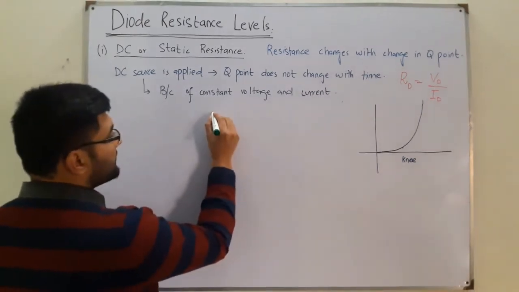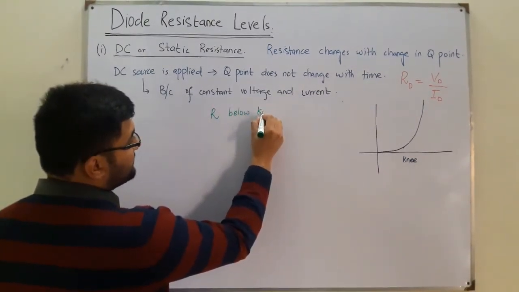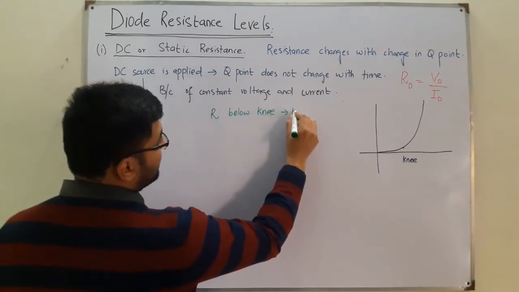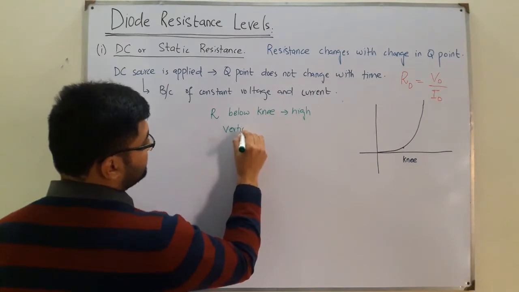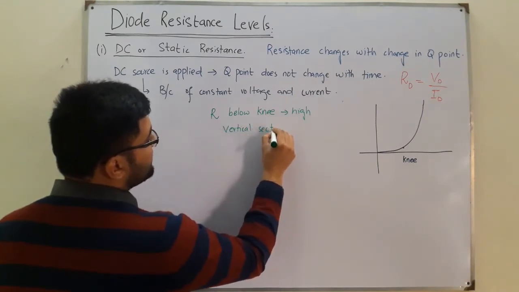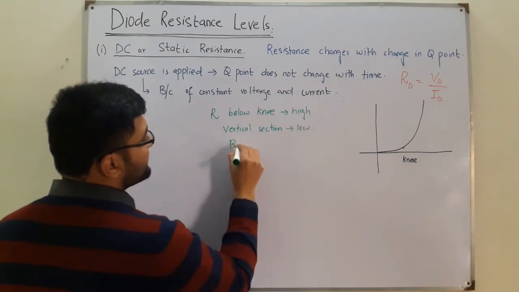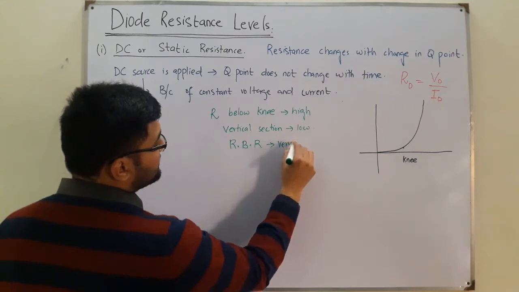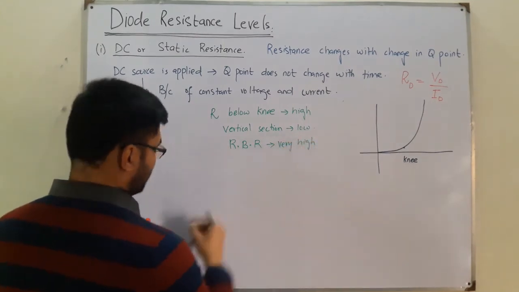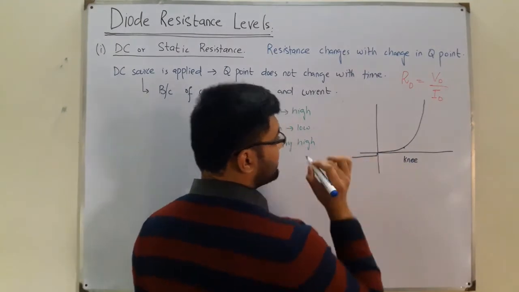Let me write it down. Resistances below the knee are high, in the vertical section they are low because a large amount of current is flowing, and in the reverse bias region they are very high because a very small amount of current flows.